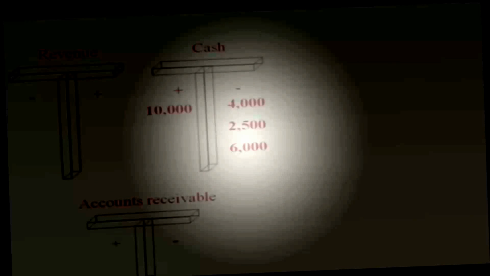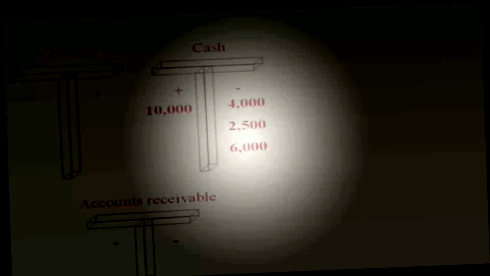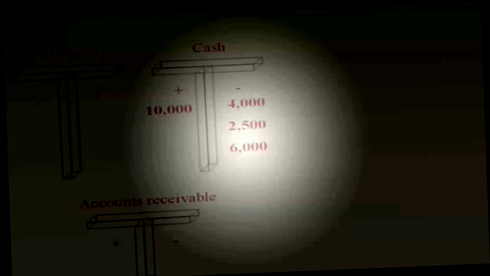So the three accounts which are impacted are revenue, cash, and accounts receivable. Revenue is minus plus. Cash is an asset, plus minus. Accounts receivable is an asset, plus minus.